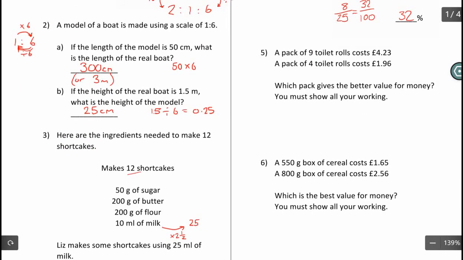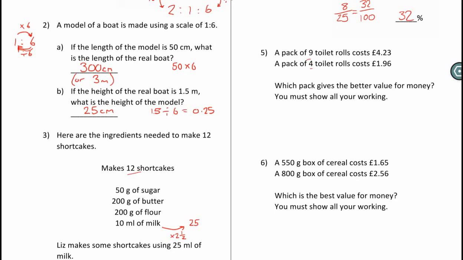Number 5, a pack of 9 toilet rolls costs this amount, probably a lot more nowadays. A pack of 4 toilet rolls costs this much. Which one gives the better value for money? So you've got to compare the same amount of toilet rolls. It could either be 1 toilet roll, or you could multiply and actually make these amounts bigger. Okay, so you could times them to find 36 toilet rolls. It doesn't really matter as long as you're comparing the same amount of toilet rolls.